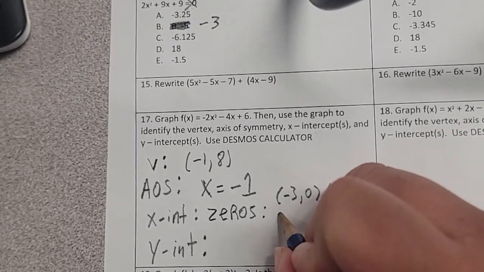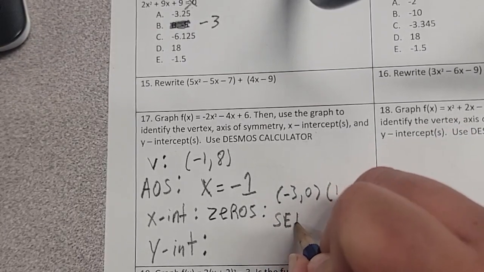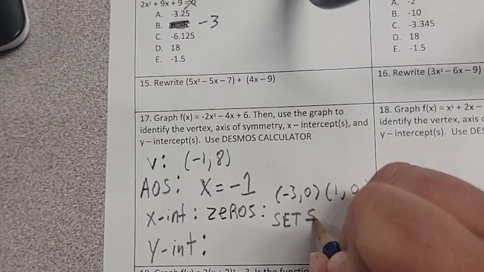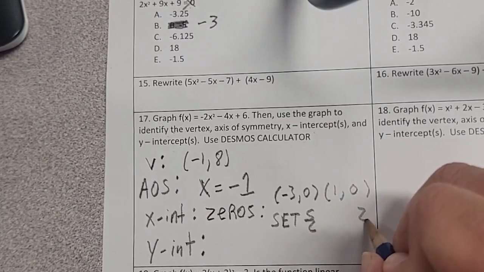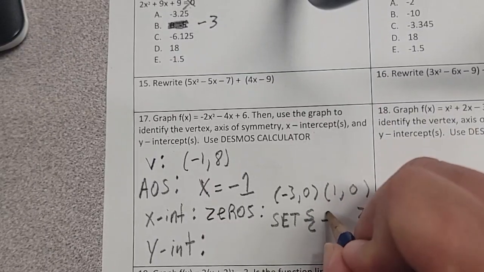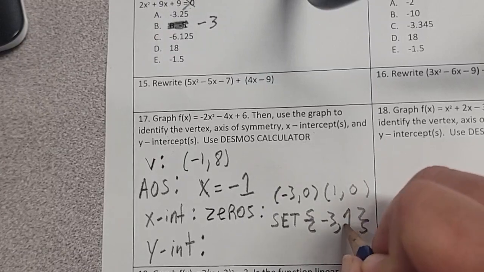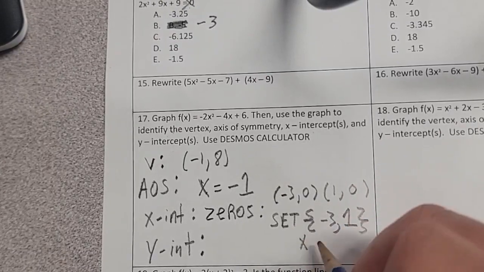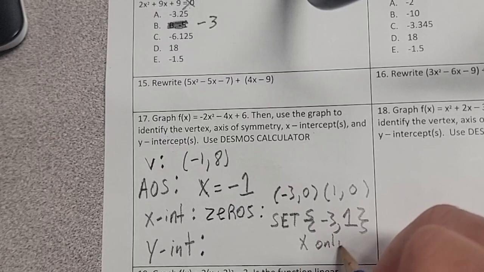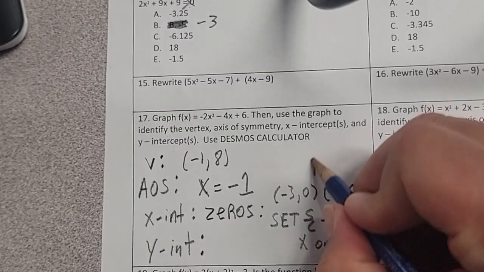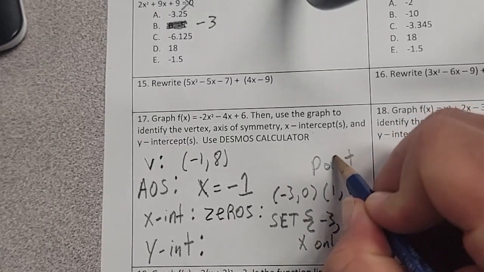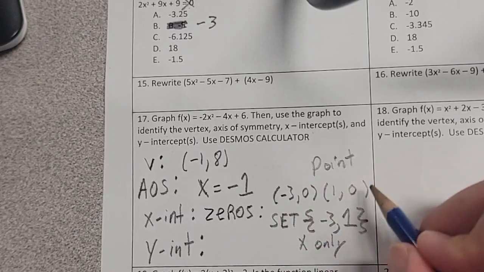Now I want you to write this down because I think this is going to happen. Everyone put set. Put some braces like that, some squiggly lines, and then put the -3, 1. So a set is the x only. All right, these are points. A point has parentheses. All right, these are points.